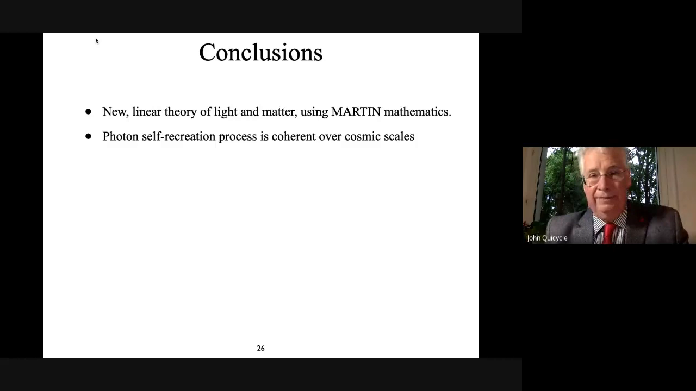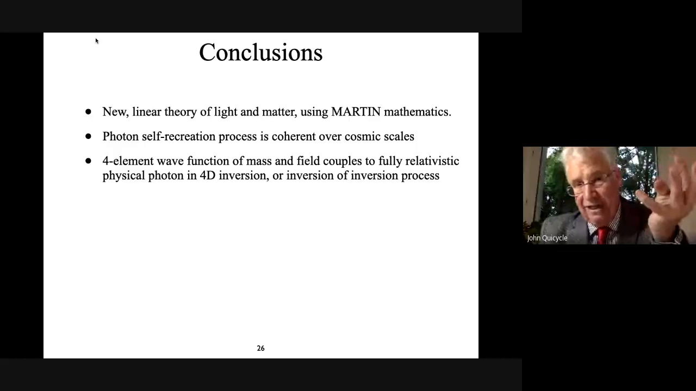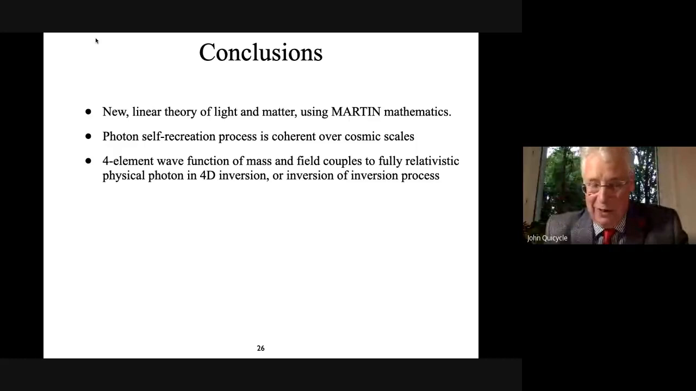The process of both emission and absorption is at least partially a coupling between a four-element wave function of mass and field, as an element of the electron, coupling to a fully relativistic physical photon in a 4D inversion process, or if you like, an inversion of an inversion process, because you do an inverse inversion to create it, and then you do an inversion to quantum collapse it. Quantum creation and quantum collapse decide the energy transfer. But the key to understanding interaction is then inversion, whatever that is.